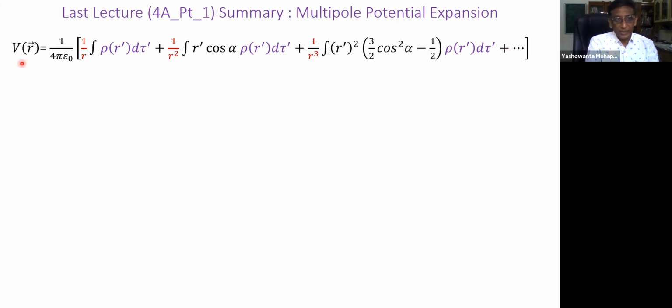But here, this is the monopole term, Q by r. This is the dipole term. So in this lecture, I'll worry about this term, the dipole term. In the next video, we'll worry about this term, the quadrupole term.